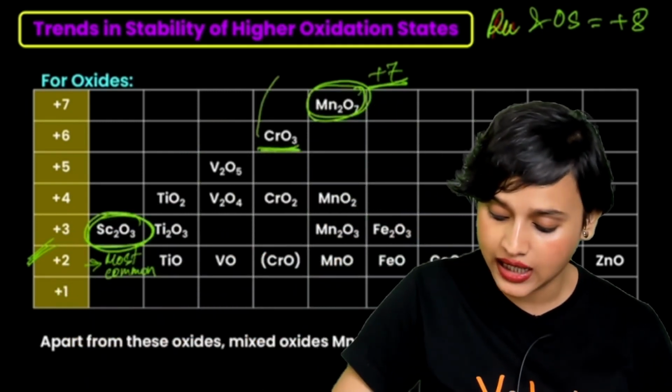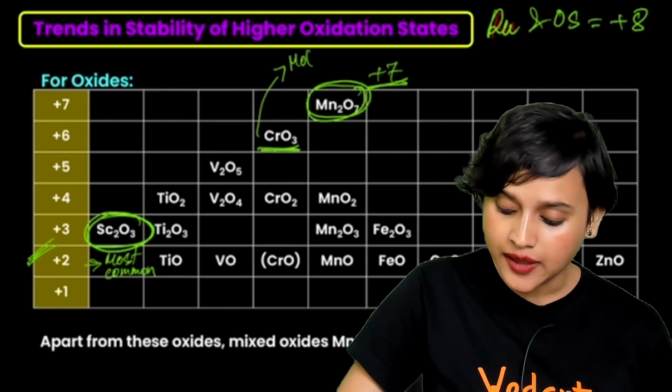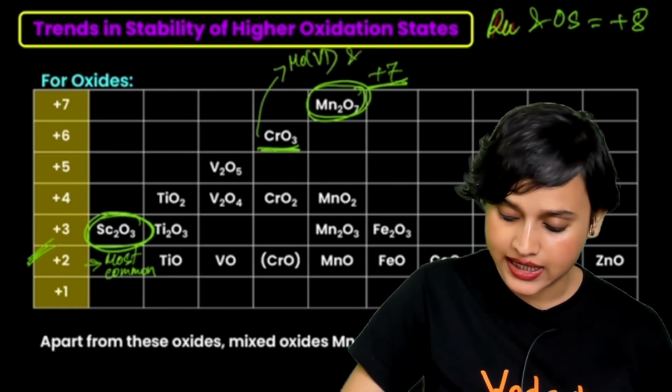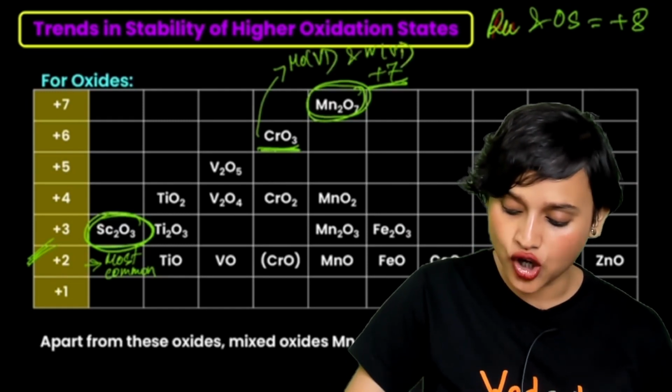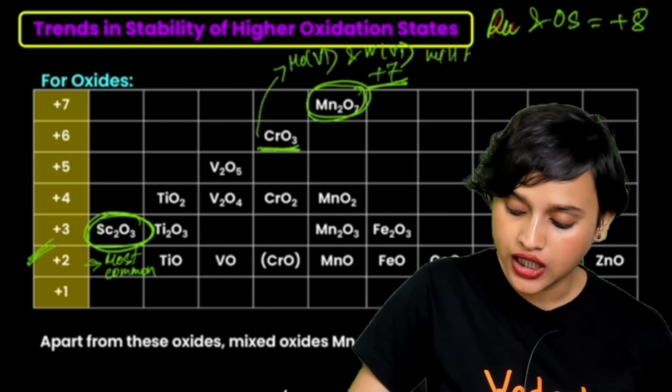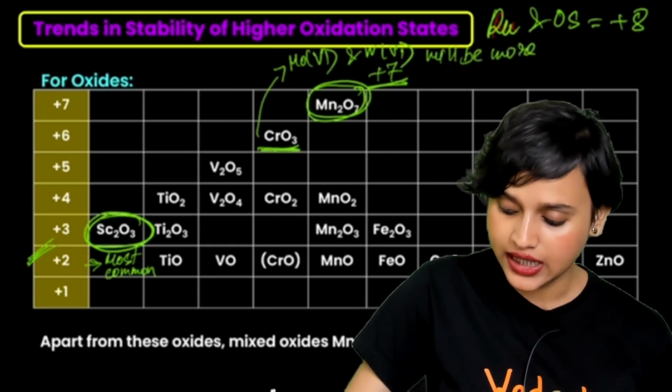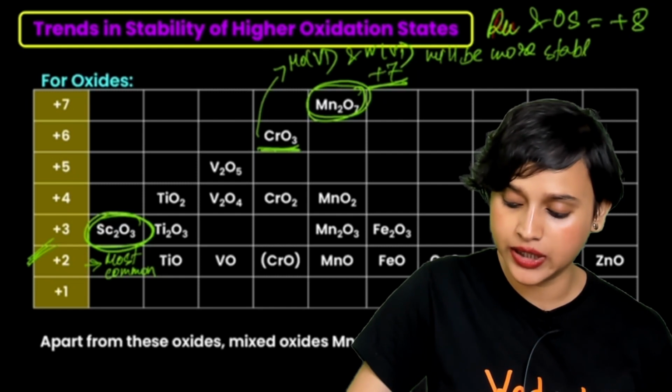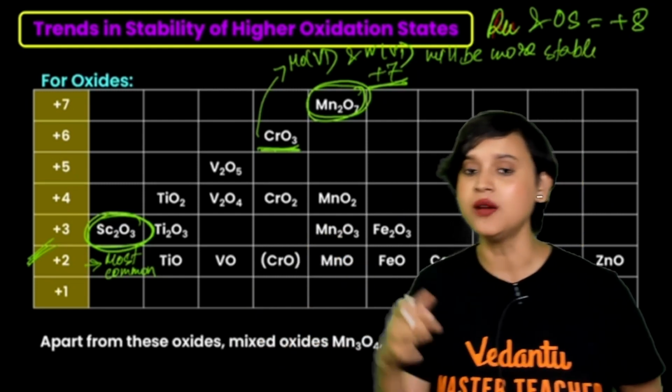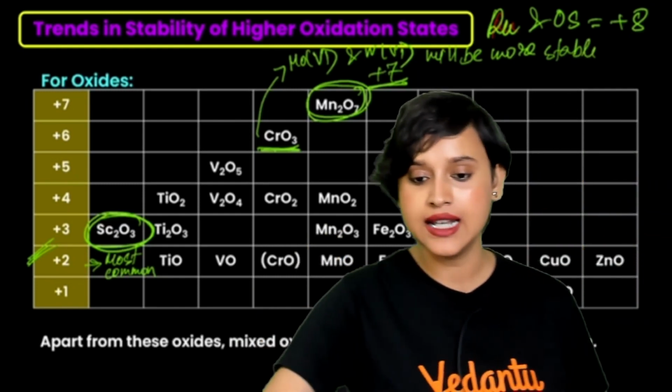So what did I say here? That molybdenum in +6 and tungsten in +6 oxidation state will be more stable. These two will be more stabler than chromium +6. All right, yes, everybody.